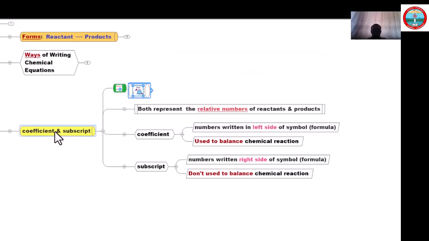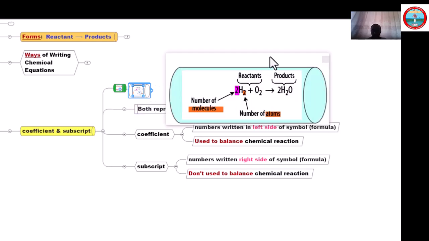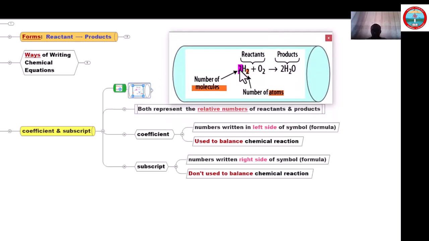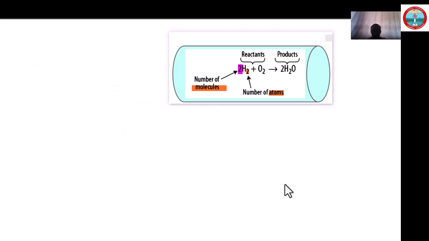Coefficient and subscript both represent the relative number of reactants and products. The coefficient is the number written on the left side of the symbol or formula, as we have seen from this. This is a coefficient, and coefficients are used to balance chemical reactions. But subscripts are numbers written on the right side of symbols or formulas, like this. They are not used for balancing chemical equations. This is all about the subscript and the coefficient.